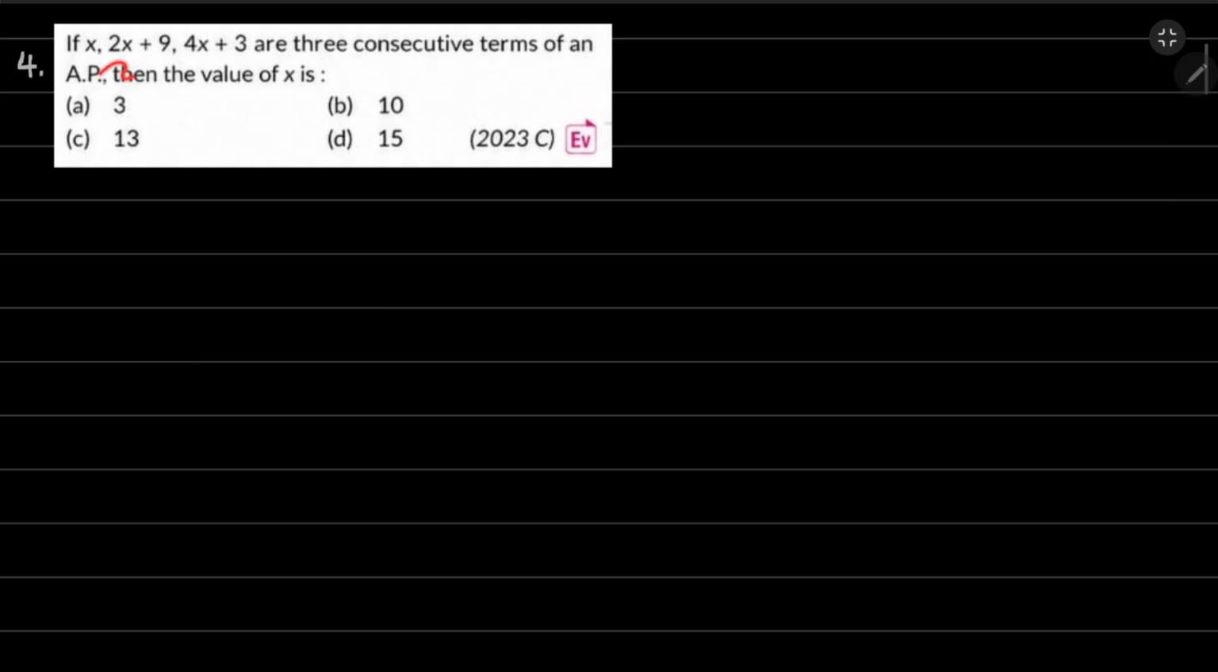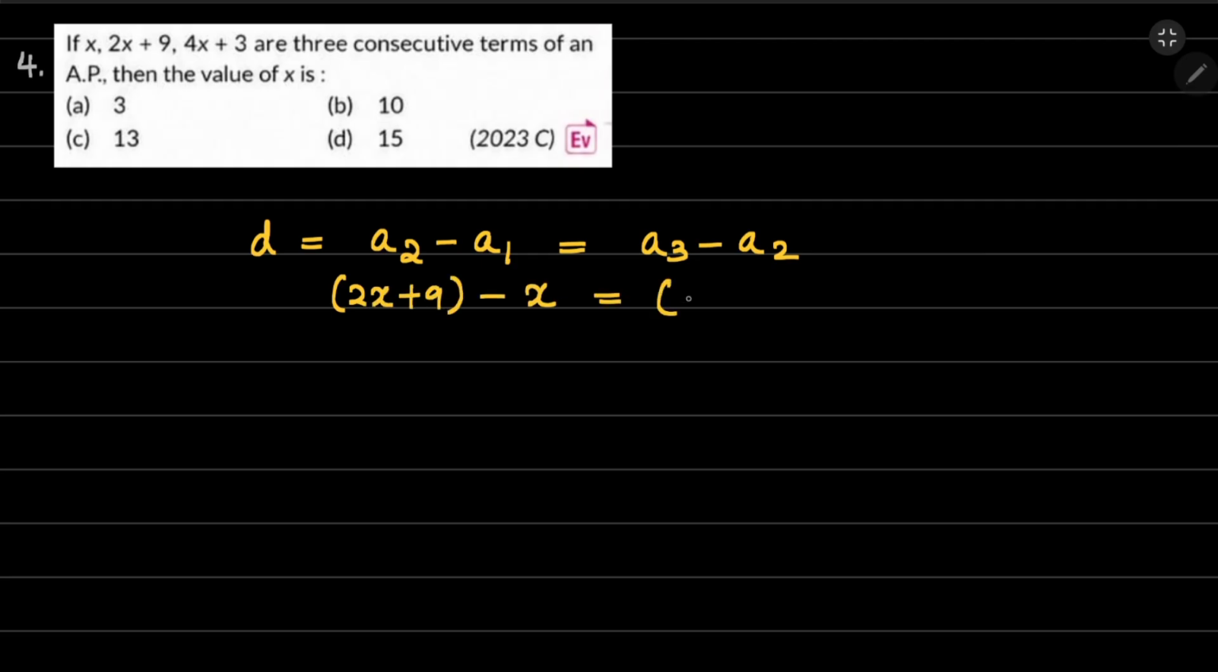If x, 2x plus 9, 4x plus 3 are three consecutive terms of an AP, then find the value of x. Again, whenever you are given three terms, you have to find the common difference. So the common difference between A2 and A1 should be equal to A3 minus A2. So what is the second term here? It is 2x plus 9 minus the first term, which is x, should be equal to the third term, that is 4x plus 3 minus the second term, that is 2x plus 9.